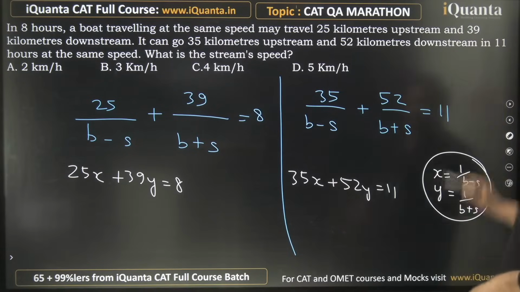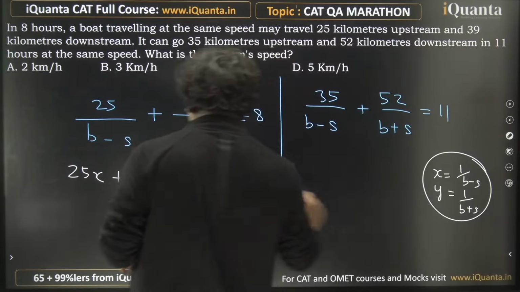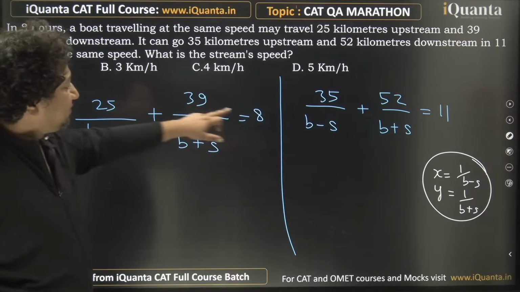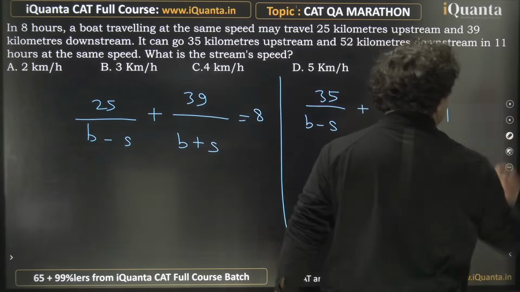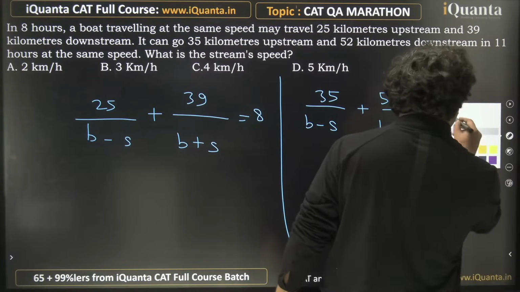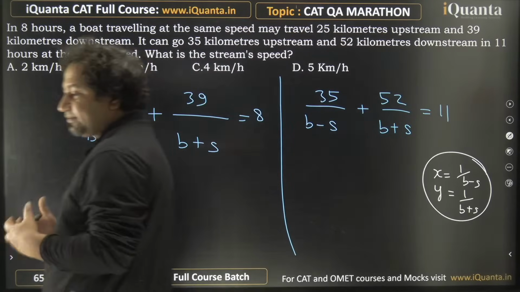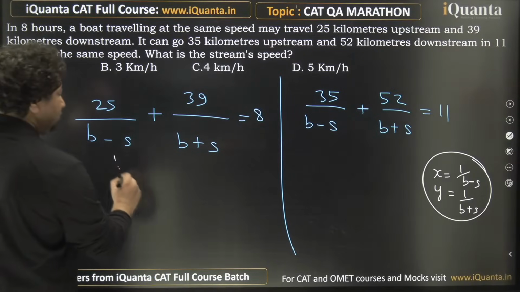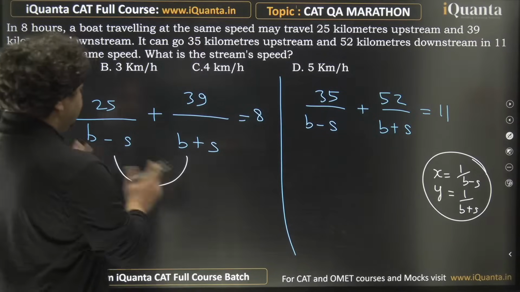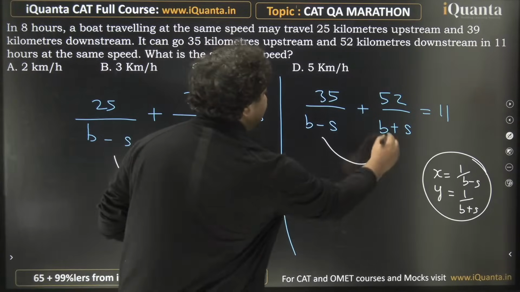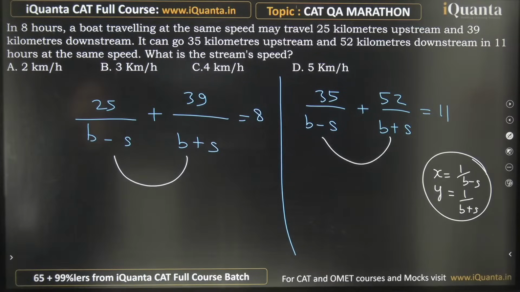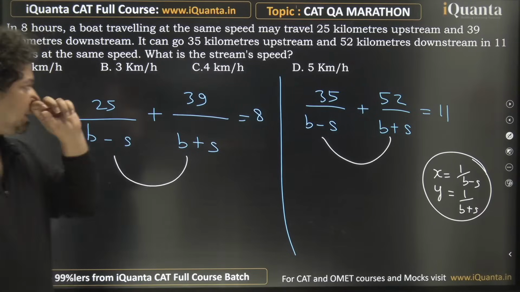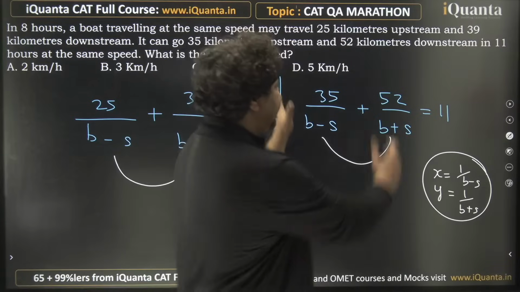So let us do something really nice. Whenever you have a question like this, I have always seen, this is an integer, this is an integer, this is also an integer. All the numbers are basically whole numbers. There are no fractions involved over there. So the most possible thing is that these two add up to 8, and these two add up to 11. So I am looking for such factors of 25 and 39 which when added give 8, and factors of 35 and 52 which when added give 11.